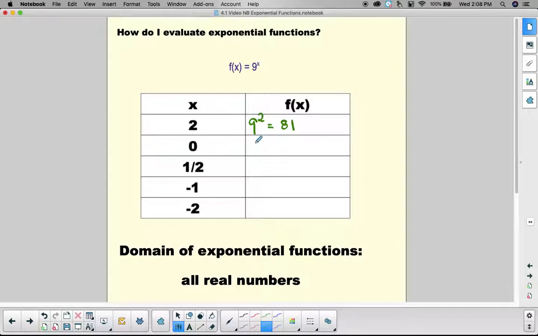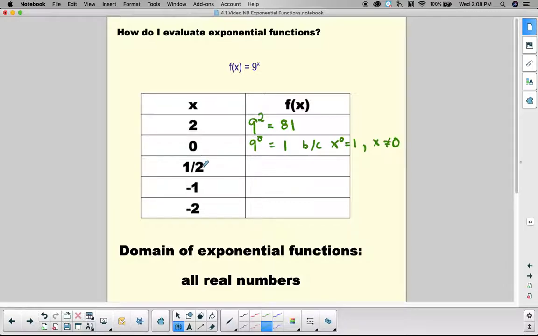When x is equal to 0, f of x is equal to 9 to the 0, which equals 1, because x to the power of 0 is equal to 1 for all values except 0. 0 to the 0 is not defined.